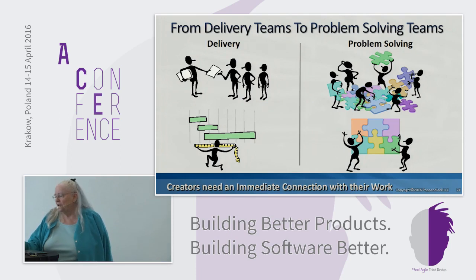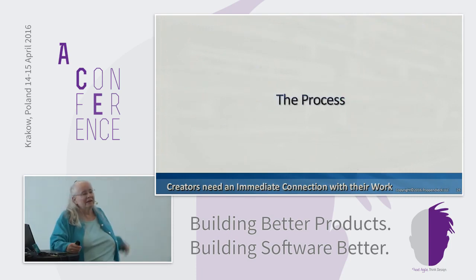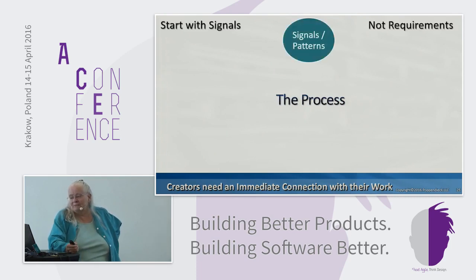So here is the process that I think would take a lot of friction out of our current processes. First of all, you start with signals, not requirements, but signals. Something needs to be done differently. The robot got pushed out. The customers are abandoning the site, whatever.